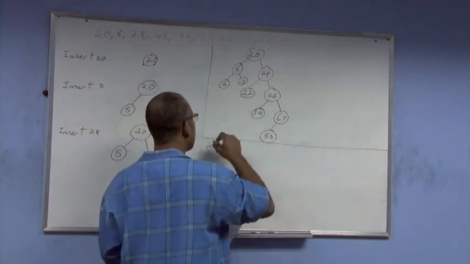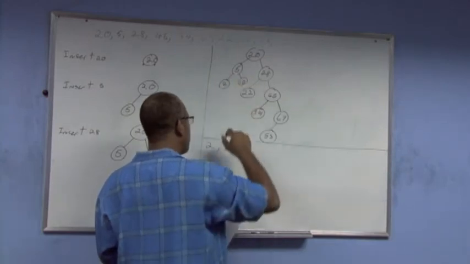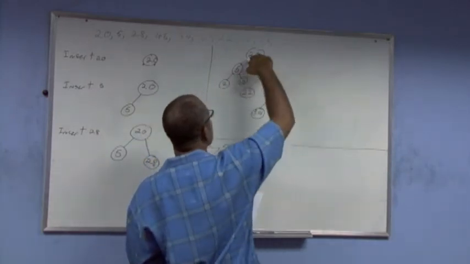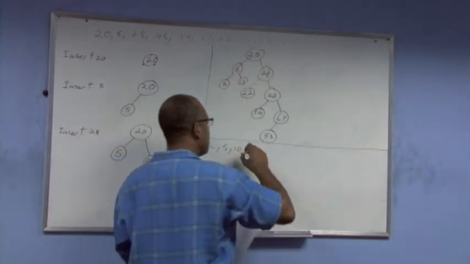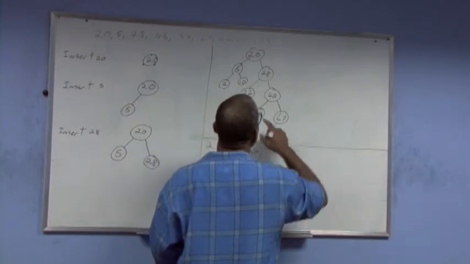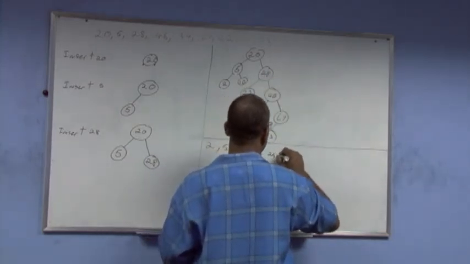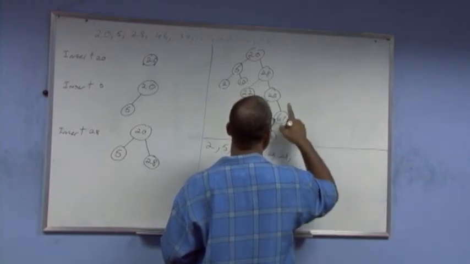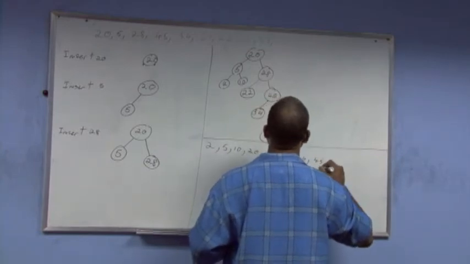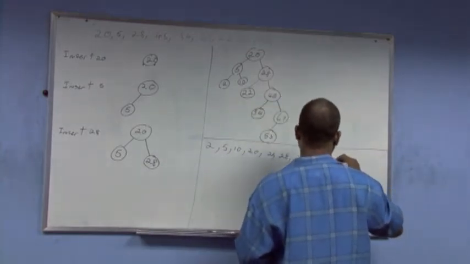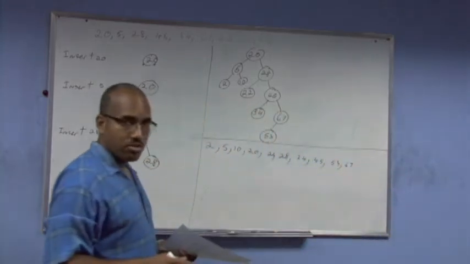So we visit the 2. Root of that tree is 5. Right part of that tree is 10. So we visited the left part of that tree. Now we can visit the root of that tree. It's 20. And we'll continue the process. So we have 22, 28, 34, 53, 67. So that's all the values in sorted order.